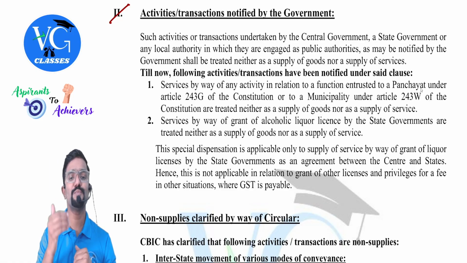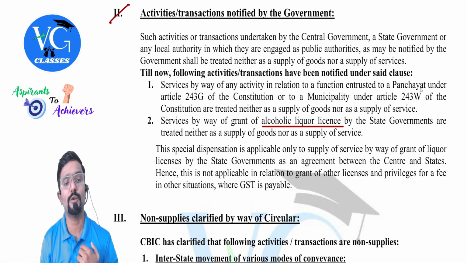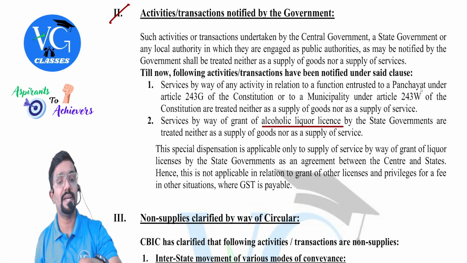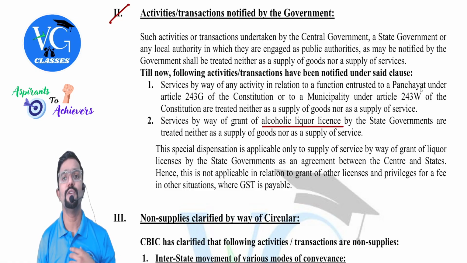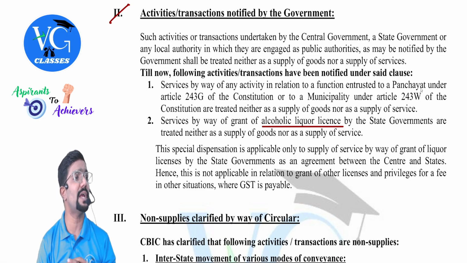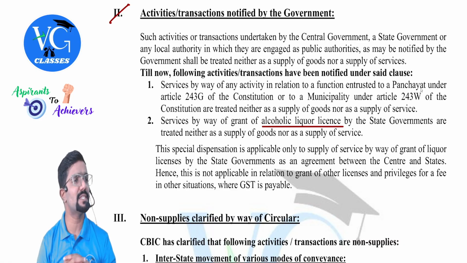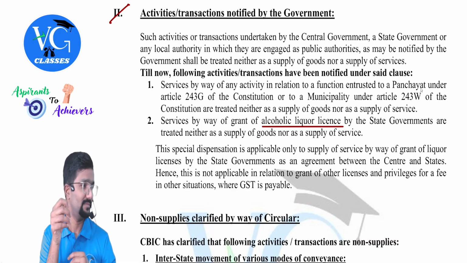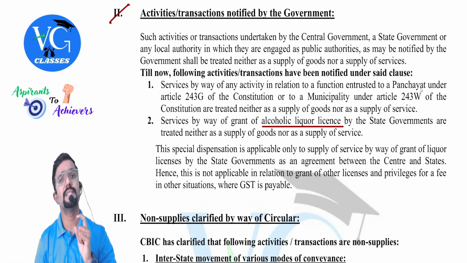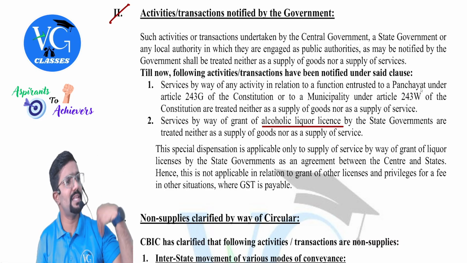Second one, services by way of grant of alcoholic liquor license. Alcoholic liquor licenses by the state governments are treated neither as supply of goods nor supply of services. Now, governments, especially state governments, give licenses to a person who wants to sell liquor or establish a liquor shop. Assume you want to set up a liquor shop, you obtain a license from the government. You have to pay huge money for it. Whatever I pay as a license fee, the government is charging me.